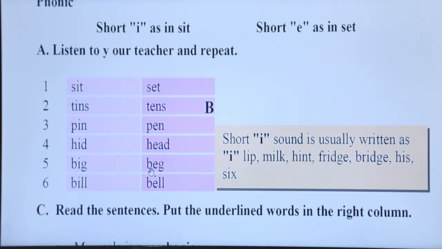Big and big. big بزرگ، big یعنی گدایی کردن یا التماس کردن معنا میده. Bill, bill. Short E sound is usually written as E. اقسم نوشته میشه. Lip, leap, milk, hind, fridge, bridge, his and six.